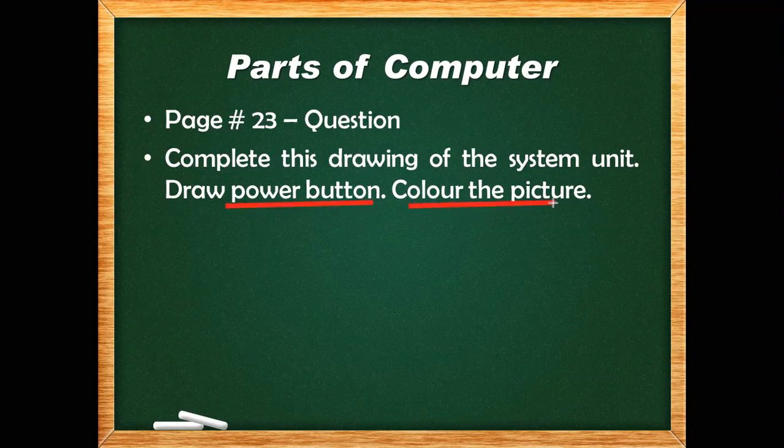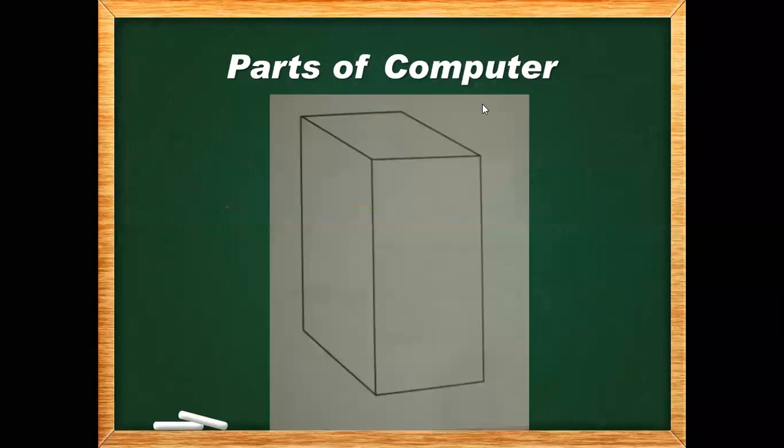Okay, so there is a third thing. What you have to do? You have to send me the picture on the mail in the class light. First, you have to draw the power button. Where is the picture? Let me show you. The picture is on the screen. First, you have to draw the power button and then color the picture.